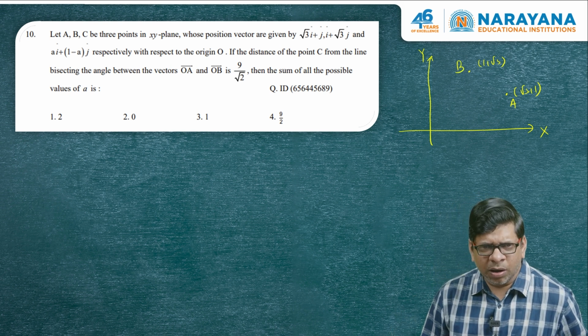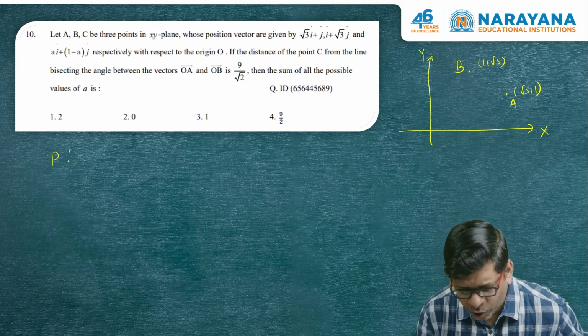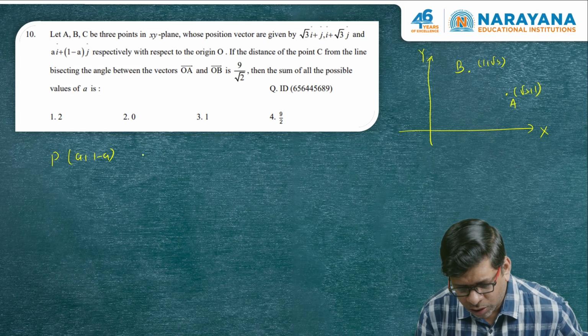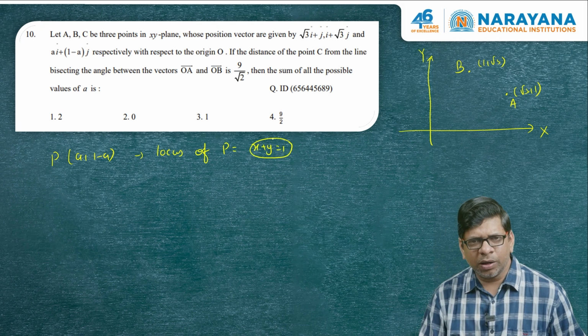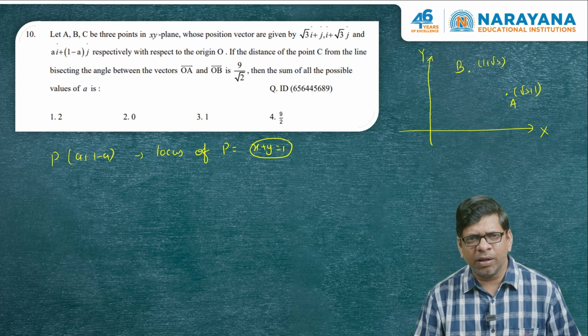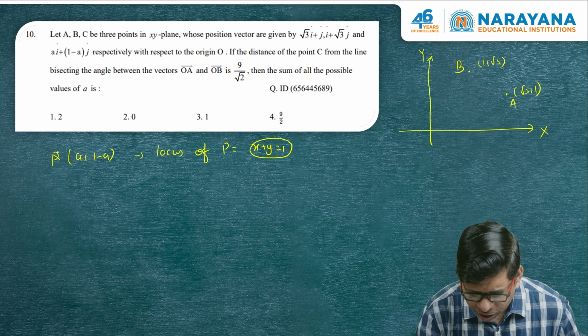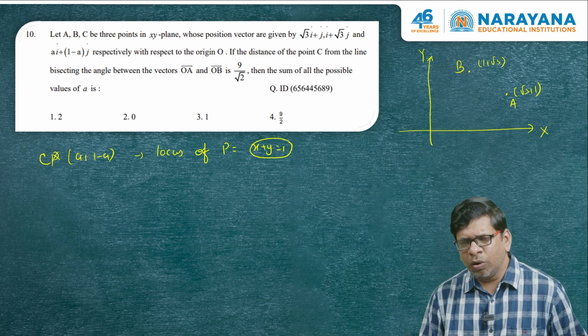a i plus (1 minus a) j. So there is a point, let us say point P, (a, 1 minus a). What is the locus of P? The locus of P will be x plus y equals 1. So on the line x plus y equals 1, there is a point. With respect to the origin, if the distance of point C from the line, so they are taking this point as point C, from the line bisecting the angle between OA and OB.